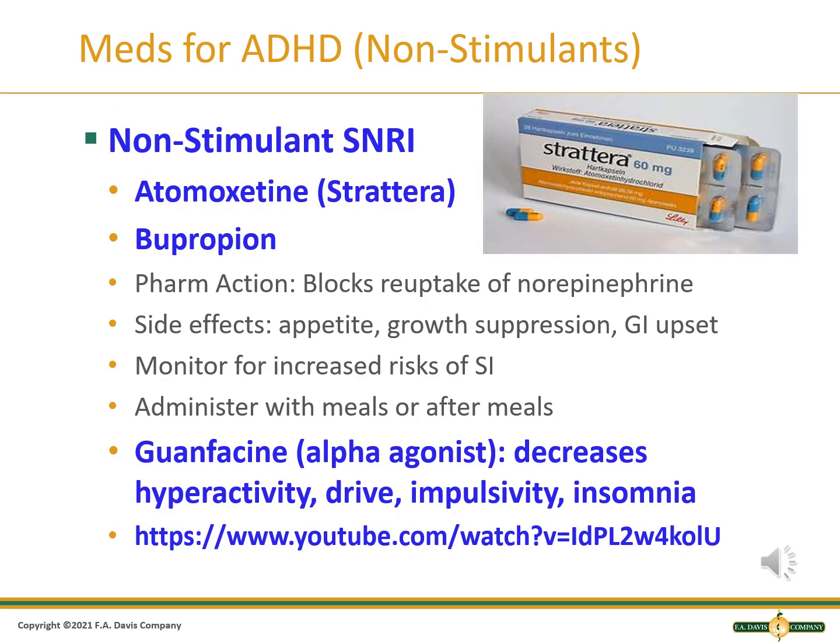Non-stimulant medications used to treat ADHD include atomoxetine, bupropion, and guanfacine. Such medications may cause appetite and growth suppression, however, such side effects are minimal compared to CNS stimulants. They can be administered either before or after meals. It is highly advisable to monitor the risks of suicidal ideation in clients taking CNS and non-CNS ADHD medications.